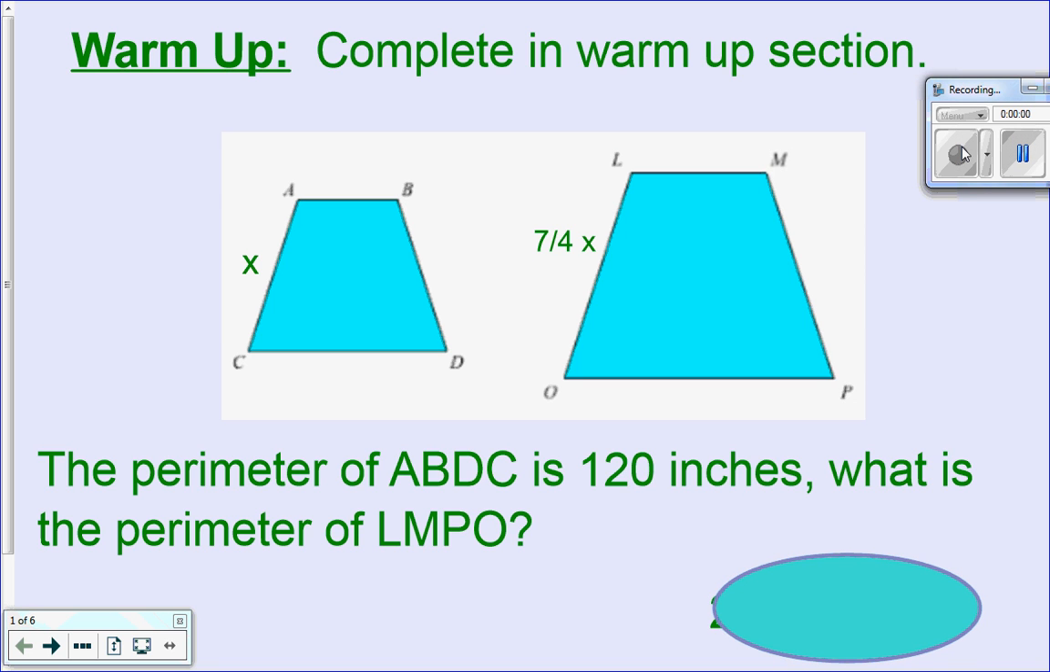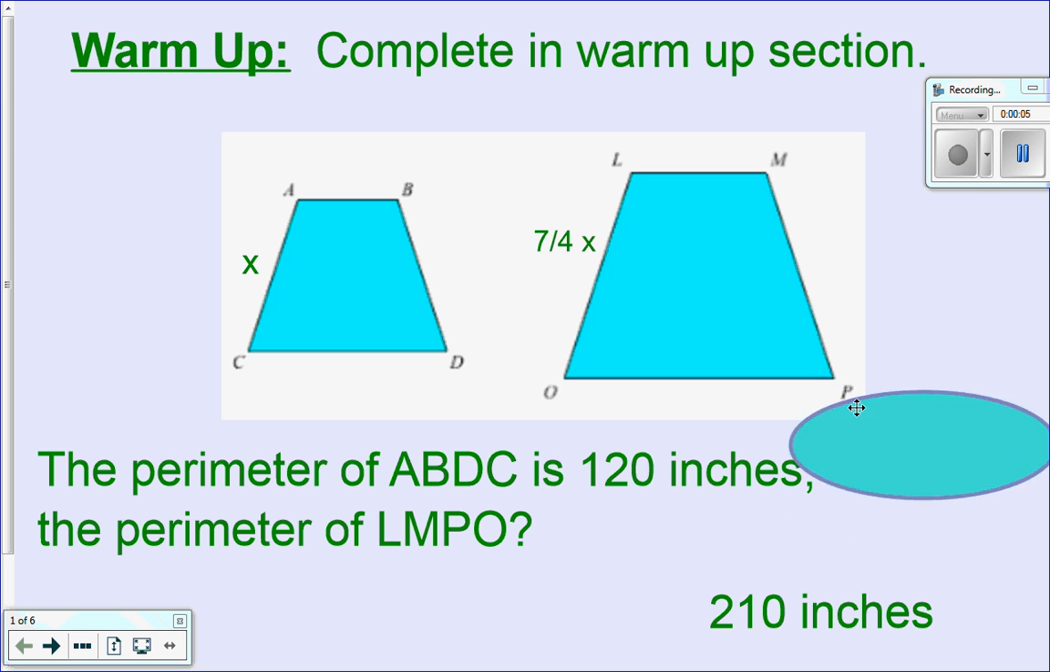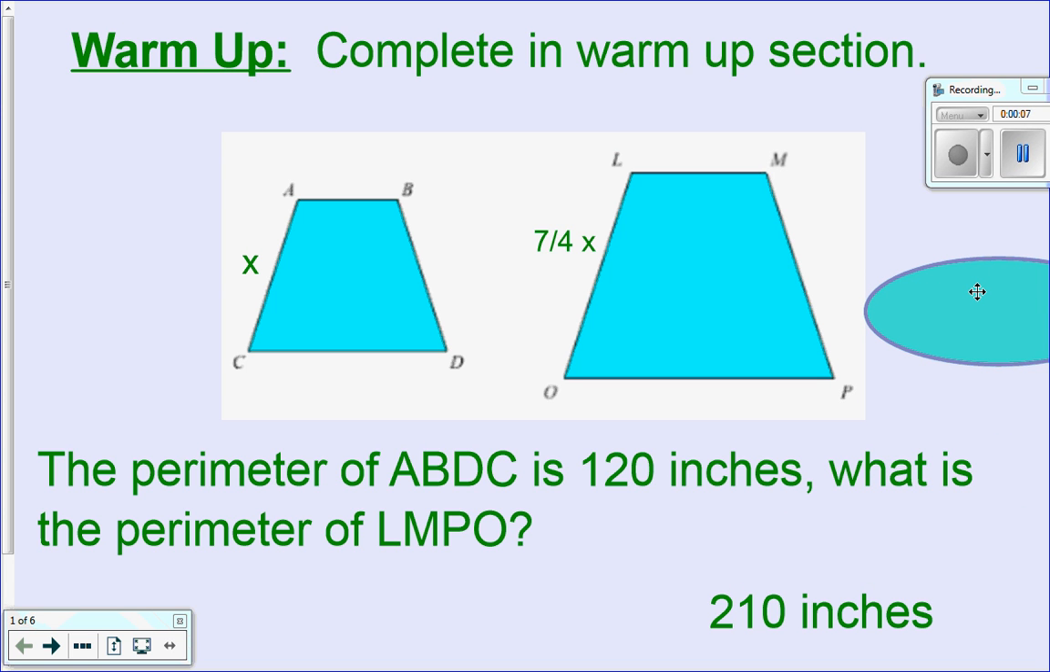To record that. All right, the perimeter of ABCD is 120. What is the perimeter of LMPO? 210 inches. Questions on that? No.